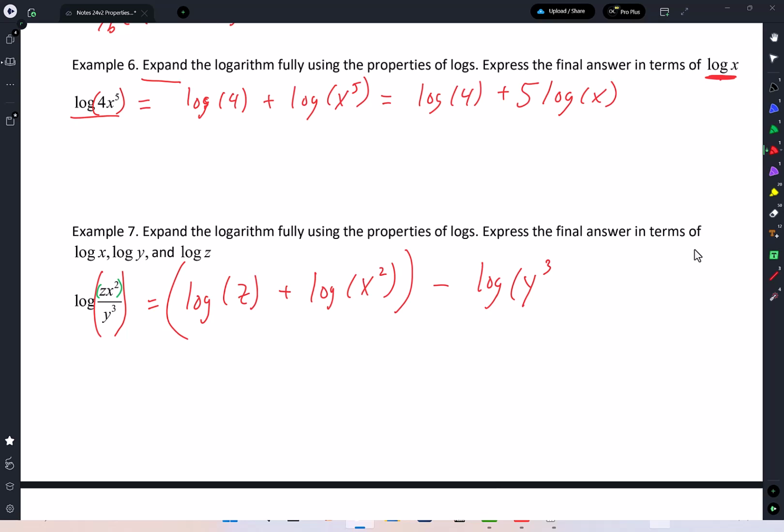Yes, you can go fast if you want by just using the power rule on those. They want log x, log y, and log z by itself, so this is not enough. That's the theme today, not enough. And then log z plus 2 log x minus 3 log y, because we're using that power rule.